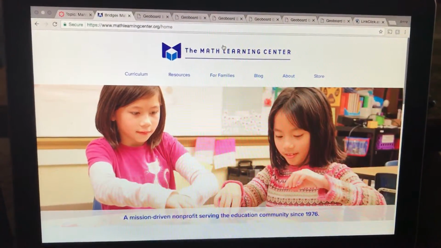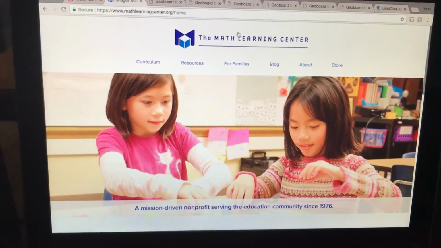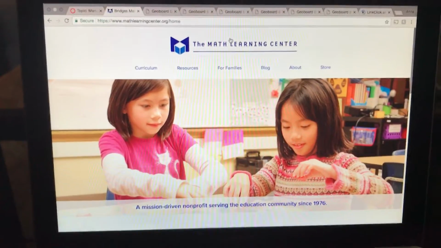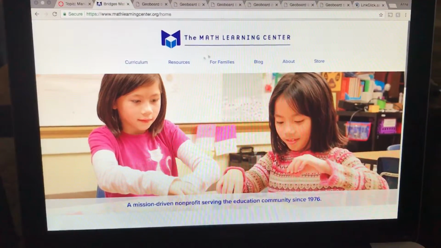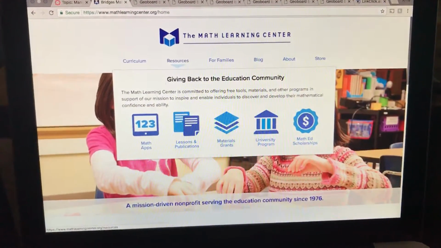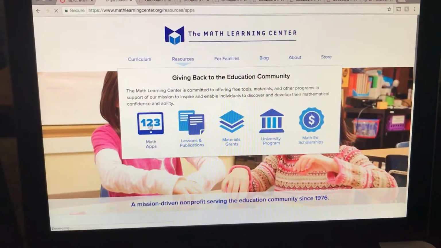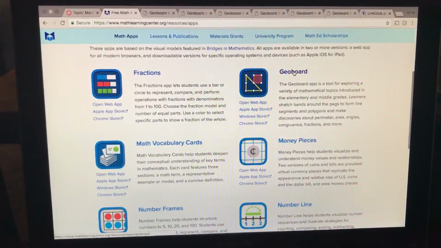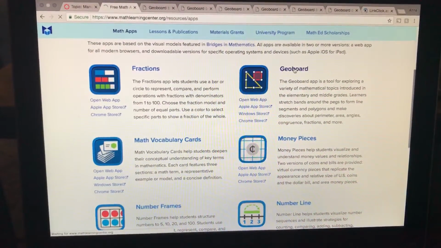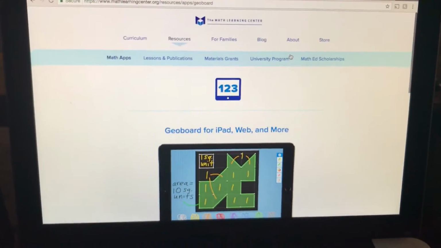Hello, so today we are going to be talking about manipulatives that can be used in math, and I am actually choosing to use an online manipulative through the Math Learning Center. So how you get here is you go to Resources and then to Math Apps. I'm going to scroll down. I am actually going to be using geoboards today, which we all know are also a tangible manipulative that students can use.